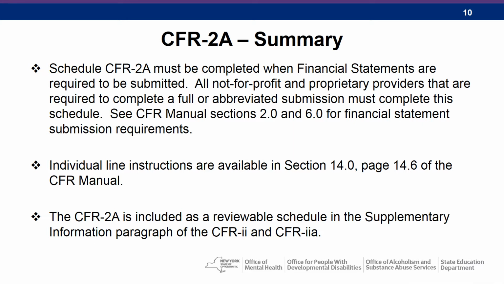In summary, Schedule CFR 2A must be completed when financial statements are required to be submitted. All not-for-profit and proprietary providers that are required to complete a full or abbreviated submission must complete this schedule. See CFR Manual Sections 2.0 and 6.0 for financial statement submission requirements. Individual line instructions are available in Section 14.0, page 14.6 of the CFR Manual. The CFR 2A is included as a reviewable schedule in the supplementary information paragraph of the CFR II and II-A.